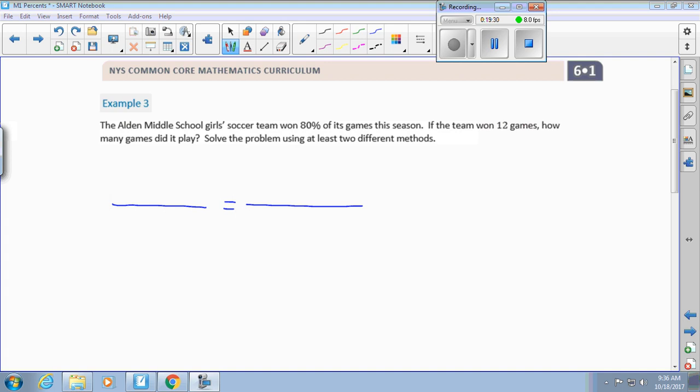So, kids are setting this up. It says the soccer team won 80% of its games. So where do I put the 80? Everybody? Top of the right, okay? For gummy bears, what do we put down here? 100. 100, very good. All right, now, we also know that 80% is the amount they won.